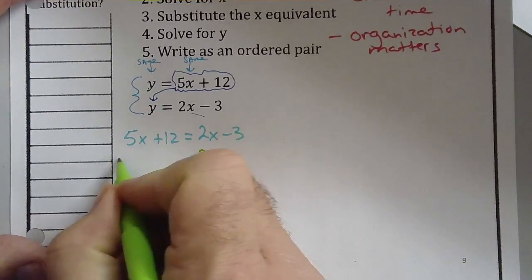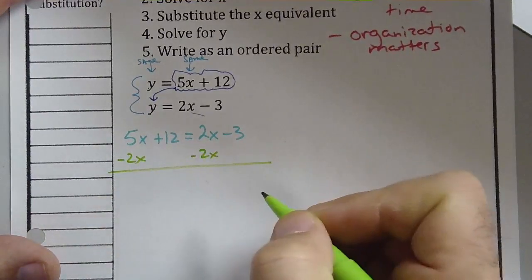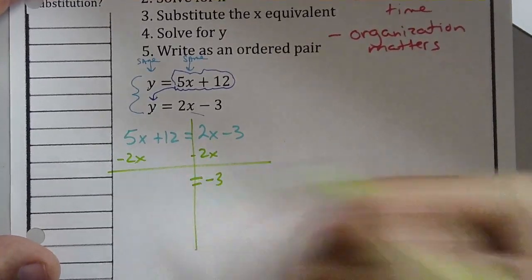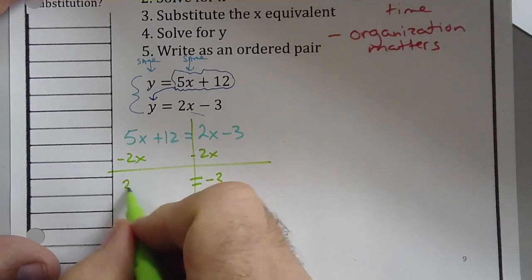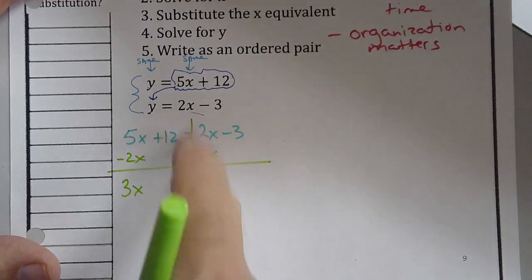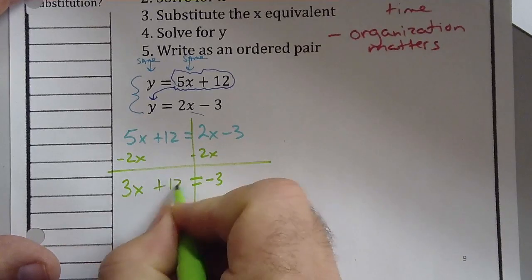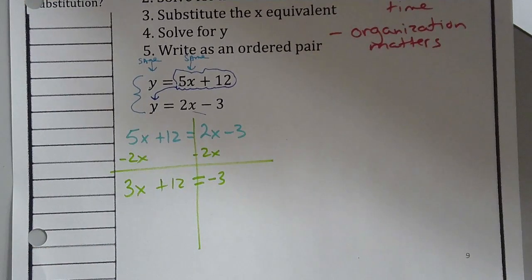I would suggest we get rid of the 2x from both sides. When we do that, we end up with negative 3 over here. But on this side, we're left with a positive x, and that's why I chose to do that. I could go the other way, but it's easier to do it this way, at least for me. For my brain, it helps.